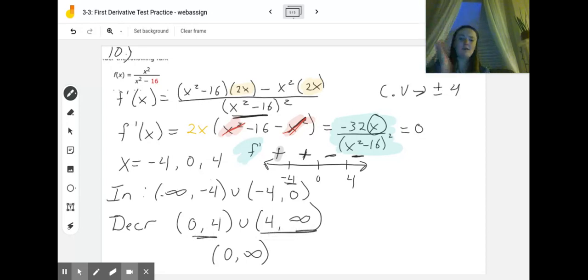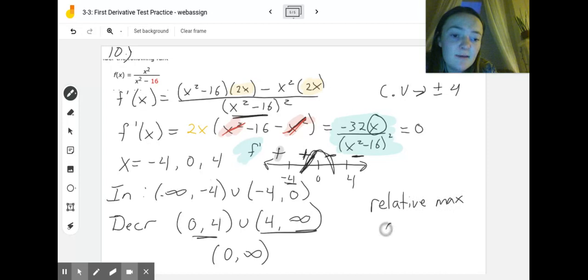All right, if I want to talk about increasing and decreasing, the last thing I want to talk about is relative mins and maxes. If I go from increasing to decreasing, that is a relative max. And so I can say there is a relative max at x equals 0.